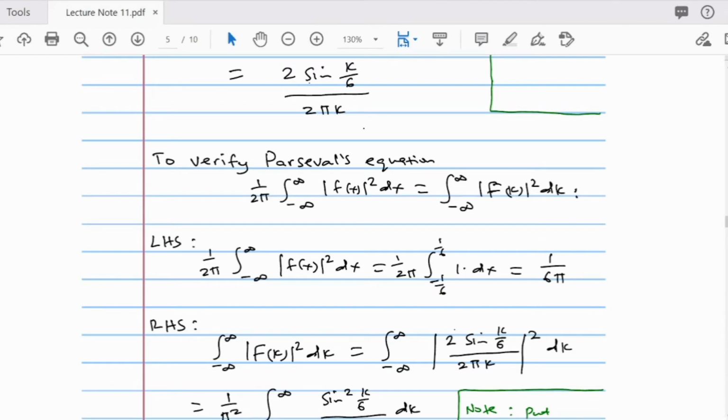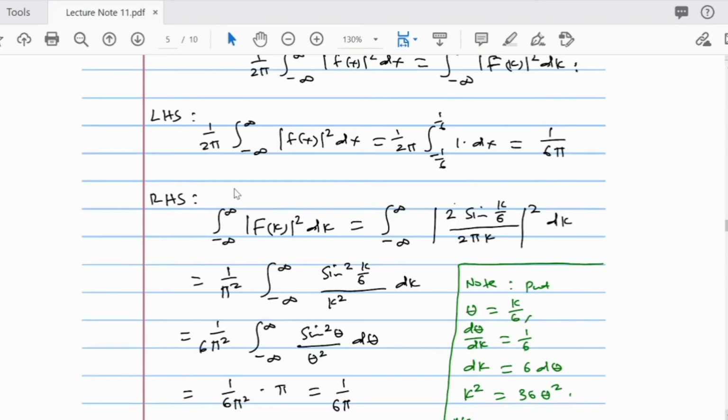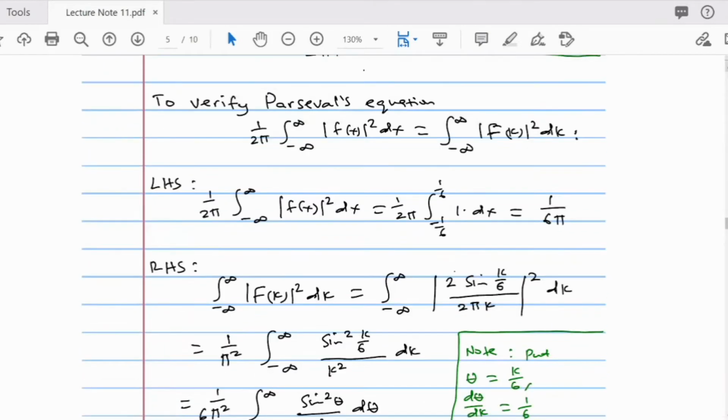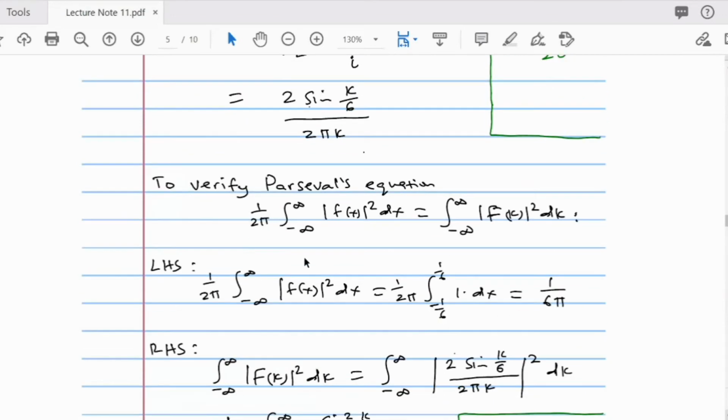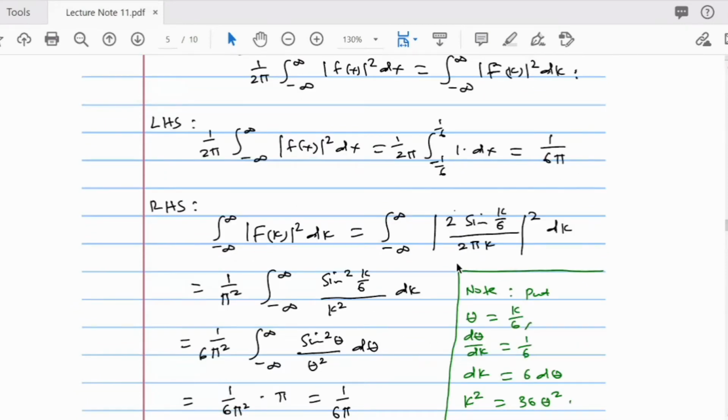Okay, let's try the right-hand side. The right-hand side is the integral from minus infinity to infinity of the absolute value of capital F of k, raised to the power 2, dk. Capital F of k is the Fourier transform of small f of x, which we computed a bit earlier. So you substitute your F of k with this expression, then you square.